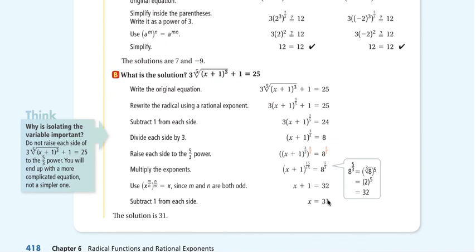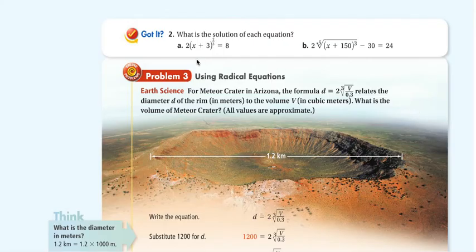Now, if you're a little confused here as to how we got 32, let's backtrack for a moment. 8 to the 5 over 3, we're going to go ahead and rewrite it. Remember, the 3 goes on the radical as the index, and the 5 goes outside. What times what makes 8? Well, we practiced that. We know that's 2. So then we're going to take 2 to the 5th, which is 32. The solution is 31. All right, if you've got that and you have no questions, there's a next question on the next page. You can go ahead and work out these two got it questions.